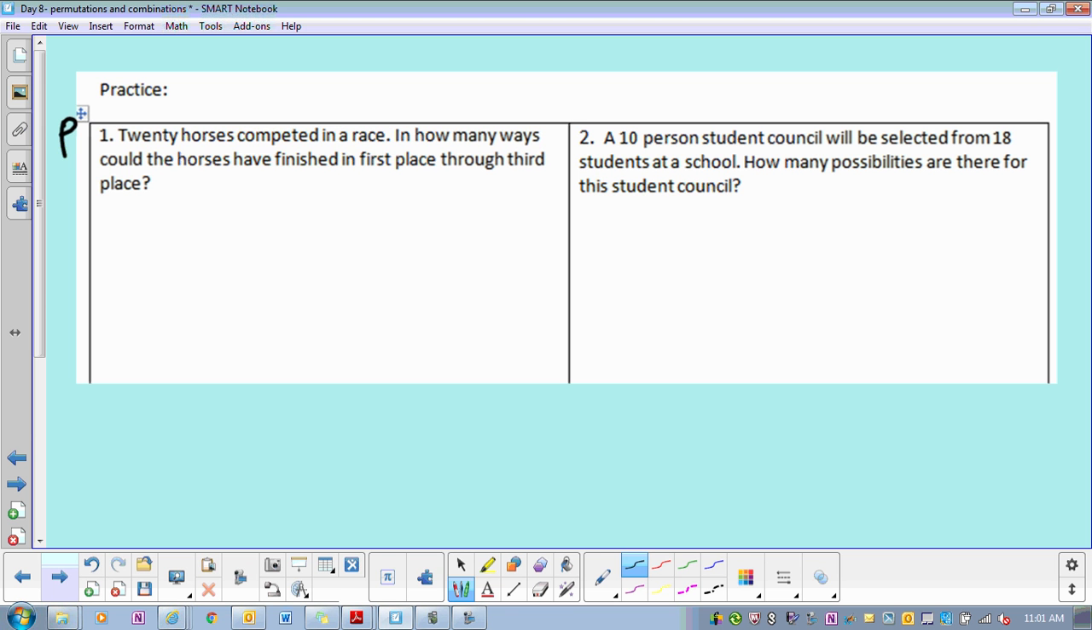So you could do this 2 different ways. You could say, oh, first, second, and third. How many horses were competing for first place? 20. But 1 got first place. So now how many are competing for second? 19. Now that one got second. How many are competing now for third? 18. What's 20 times 19 times 18? 6,840.